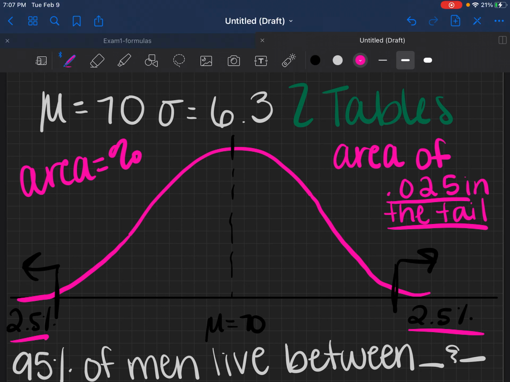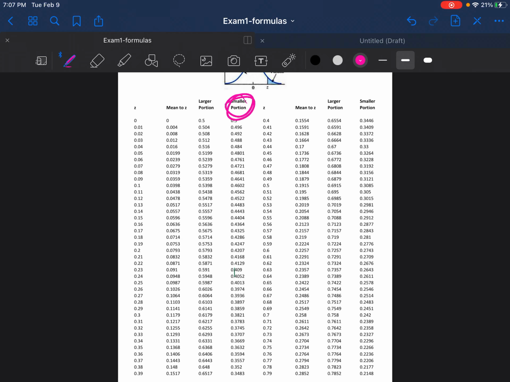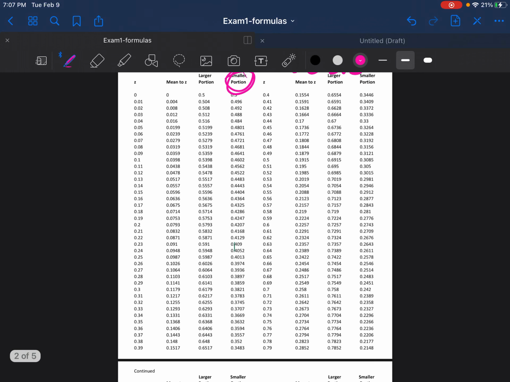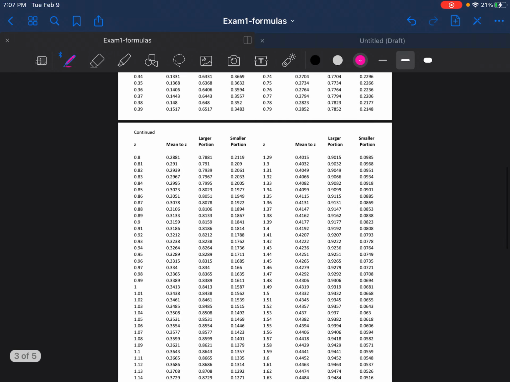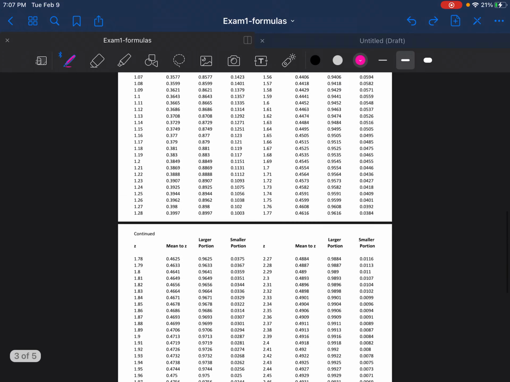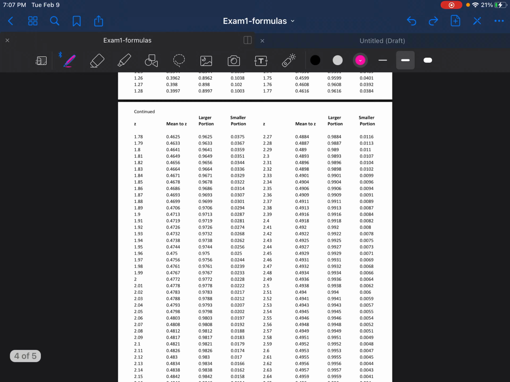So I'm going to go over to my z-table here. So I always have leftover numbers. So I'm looking in the smaller portion, and I'm going to find 0.025. So let's see. It's going to be, looks like pretty far down. Be careful not to just pick 0.2 or something like that. That can be easy to do, but you always want to make sure it has that extra 0 there. Just be really careful that you're counting all your decimal places correctly and all that. So here's 0.025 in the smaller portion.